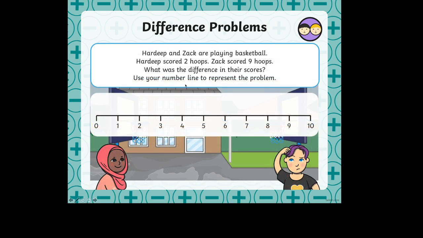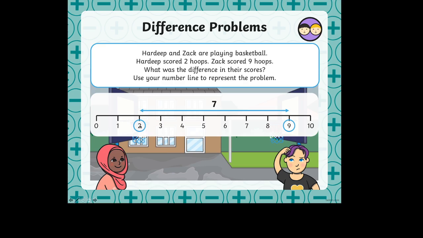Right, next one. Hardeep and Zach are playing basketball. Hardeep scores 2 hoops, Zach scores 9. What's the difference in their scores? So we haven't got more than or less than this time, we've got the word difference. So there's 2 and there's 9. It's 7 in between. And we're going to check that by doing it both ways.